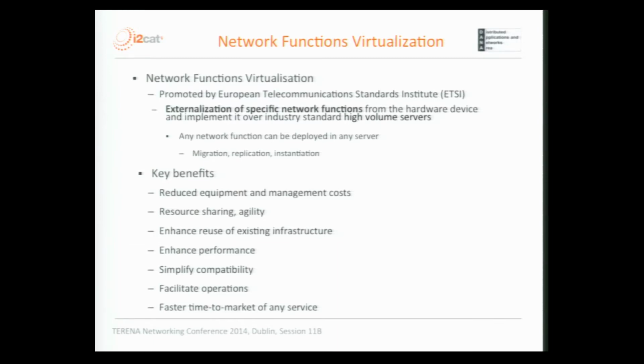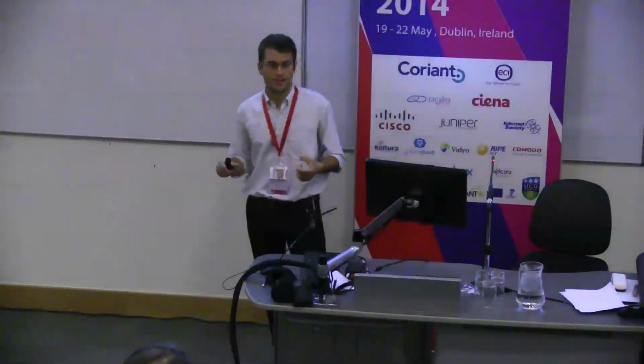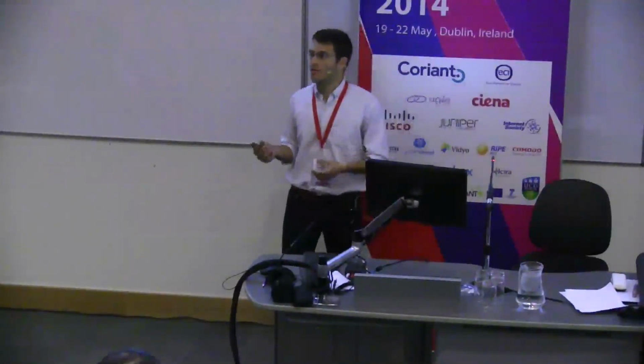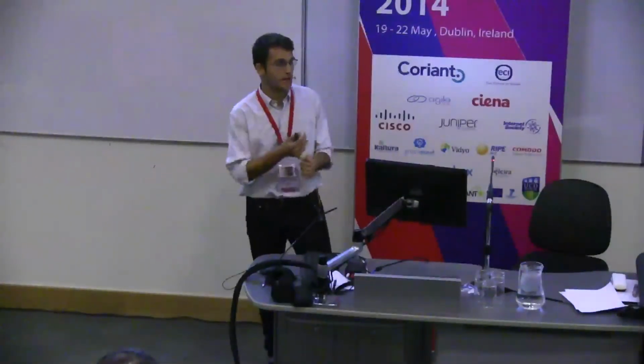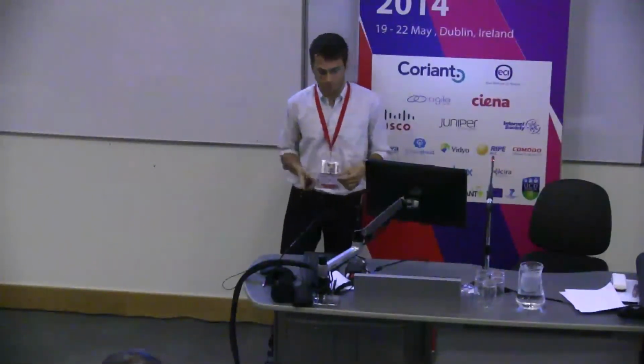And what the ETSI NFV standardization group is claiming is that you can implement any network function, firewalls, even authentication, as Eduardo was presenting in the first slide, into any server. This way, you can, let's say, enhance or improve the management of the different network functions. So you can migrate using the VM migration. If you had one firewall or the access control, you can migrate them easily, you can replicate, or you can instantiate on demand.